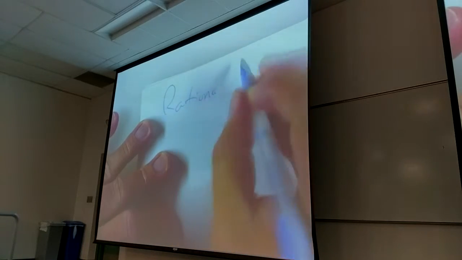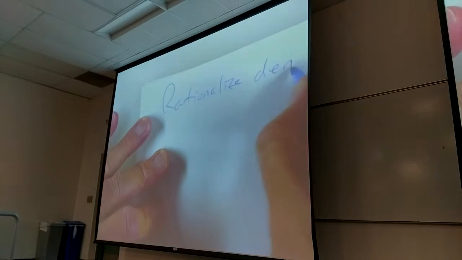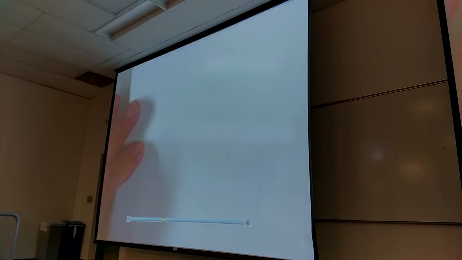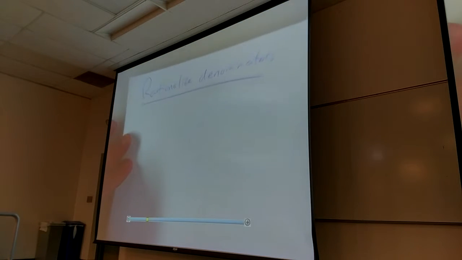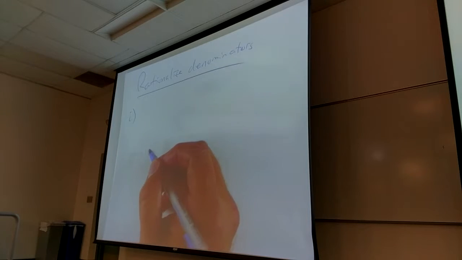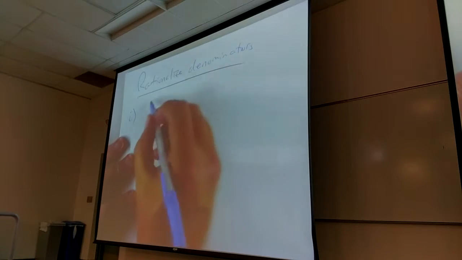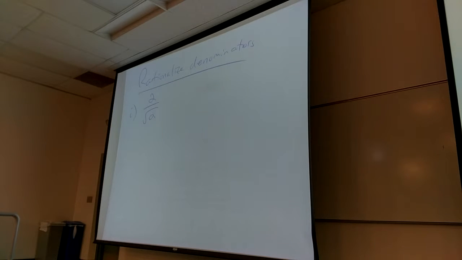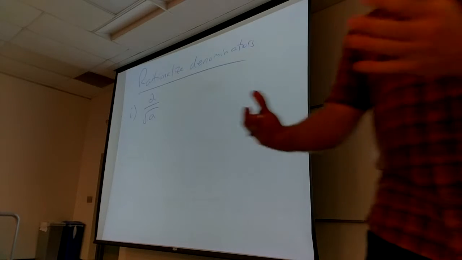So, rationalize. Let's start with the denominator. Let's zoom out a little bit. So tell me, why is this expression not rationalized in the denominator? Can I do the square root of 8? No, so officially that is an irrational term. I can't do the root, so it's irrational.